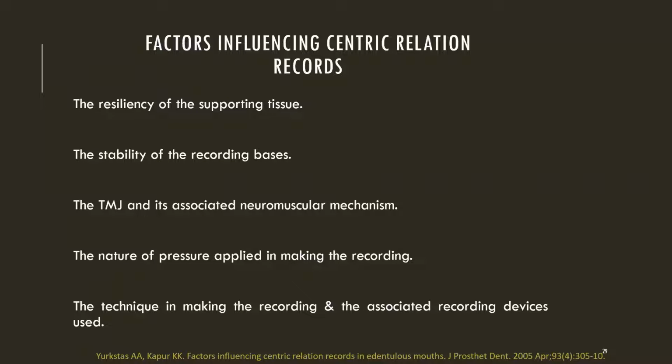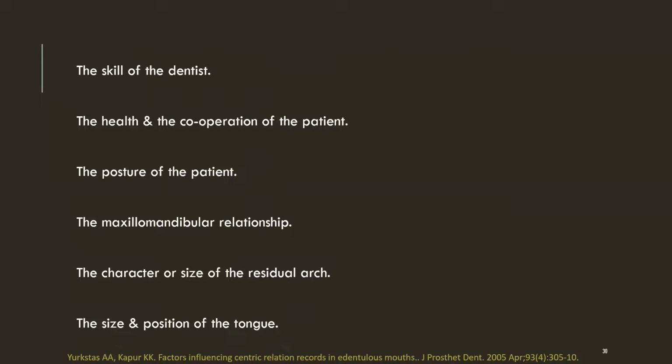So what are the factors which influence the centric relation records? First is the resiliency of the supporting tissues, the stability of the recording bases, which is very important while recording centric relation, the TMJ and its associated neuromuscular mechanism, the nature of the pressure applied, whether it is minimal pressure or heavy pressure, the technique in making the record and the associated recording devices, the skill of the dentist, the health and cooperation of the patient, the posture of the patient, the maxillomandibular relationship, and the size and position of the tongue.